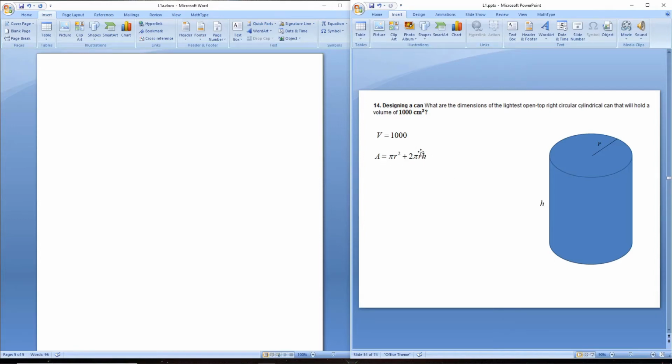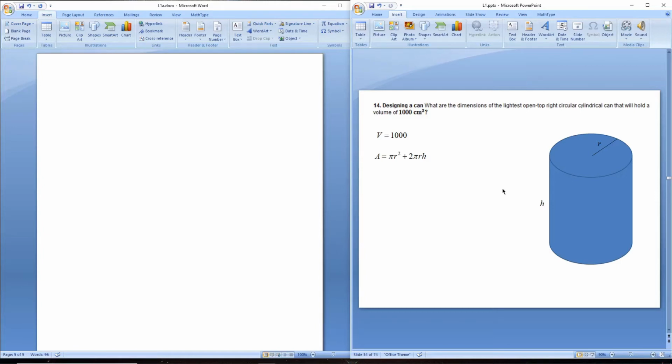This is what we're looking to minimize, but it has an r and an h. It's got two variables. We need to get this down to one variable, and we need to figure out some way to relate r and h. And we can do that through the information given. The volume has to be 1,000.